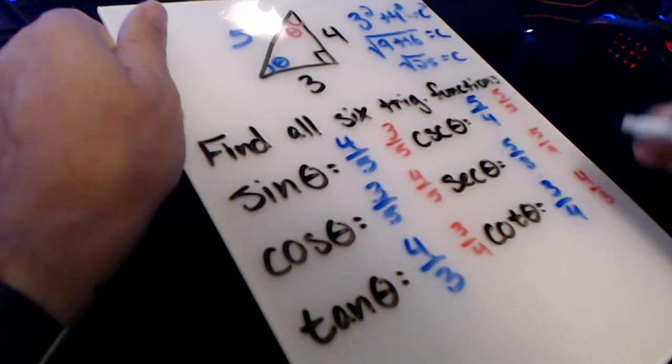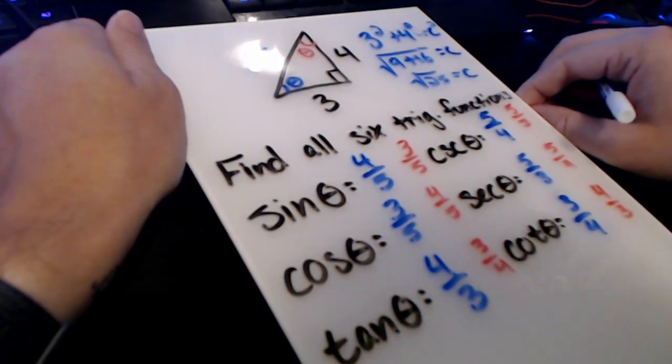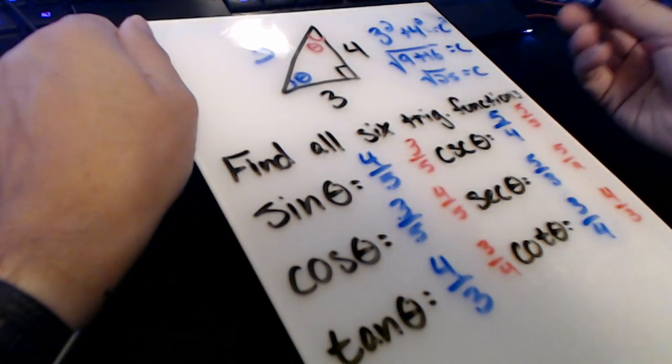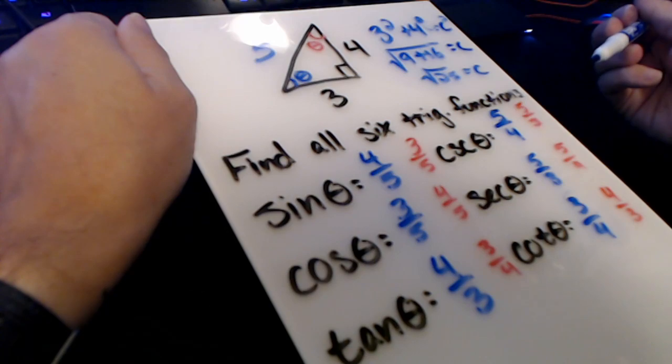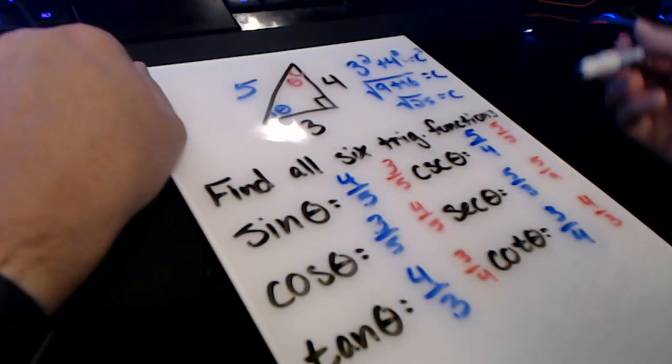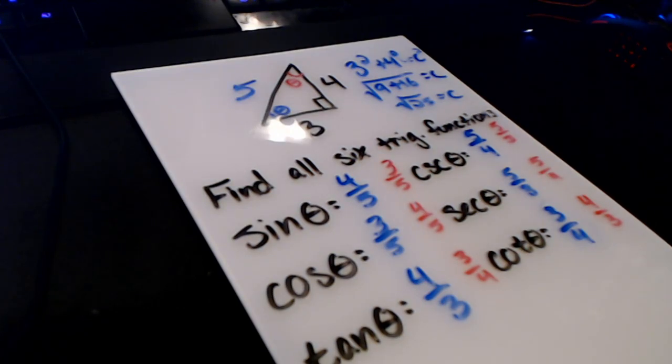Okay, so there you go. All right, it's not overly complicated. We'll do another one. But overall, you're going to get two sides, use Pythagorean theorem to find the other one, and then go through and just use SOHCAHTOA. All right, so if we do the same thing again.